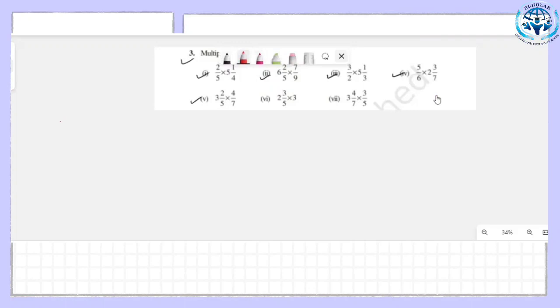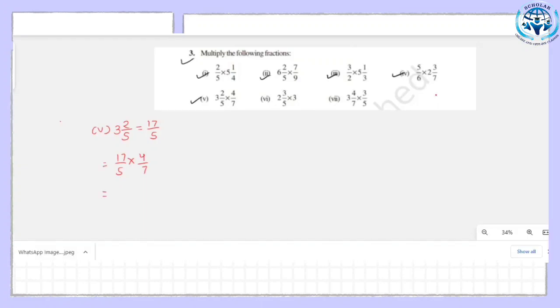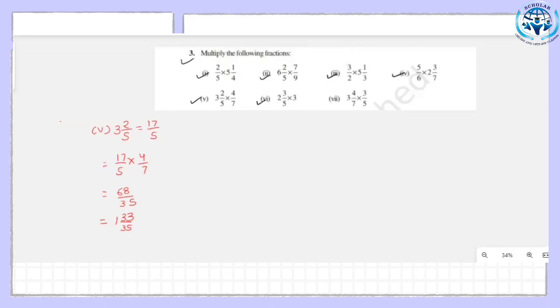Next part, 3 2 by 5 into 4 by 7. 3 2 by 5 is equal to 5 3s are 15, 15 plus 2 is 17, 17 by 5. 17 by 5 and 4 by 7 will be multiplied. 17 4s are 68, 7 5s are 35. Dividing, we get the mixed fraction as 133 by 35. Next, sixth one, 2 3 by 5 into 3. 5 2s are 10, 10 plus 3 is 13, 13 by 5 into 3.